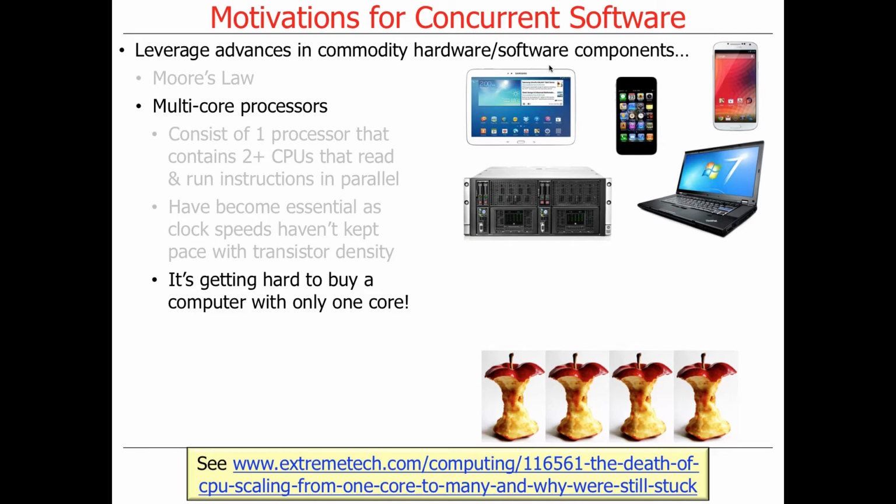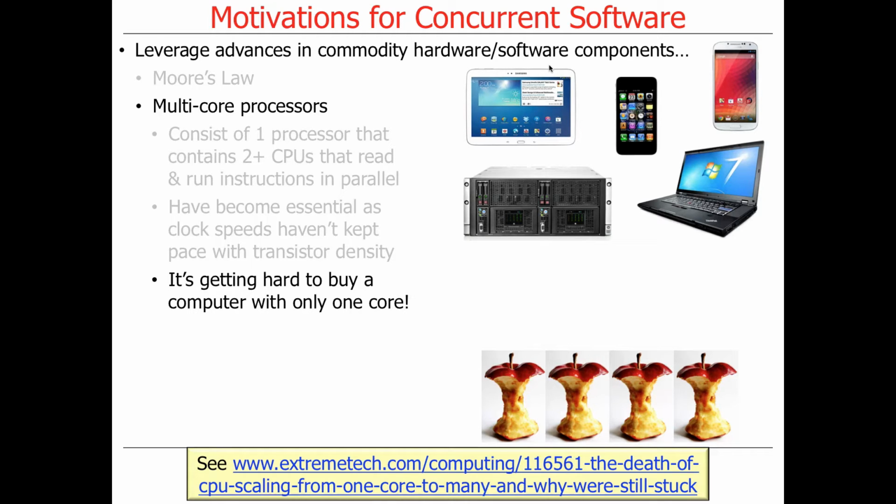It's gotten to the point now where it's almost impossible to buy a single core chip. Almost everything that's coming out today, especially in the commodity realm, has multiple cores. And that's true for your desktops, it's true for your laptops, it's true for your servers, it's true for your tablets, it's true for your smartphones. Everything's becoming dual and quad core. That's just sort of the way things go.